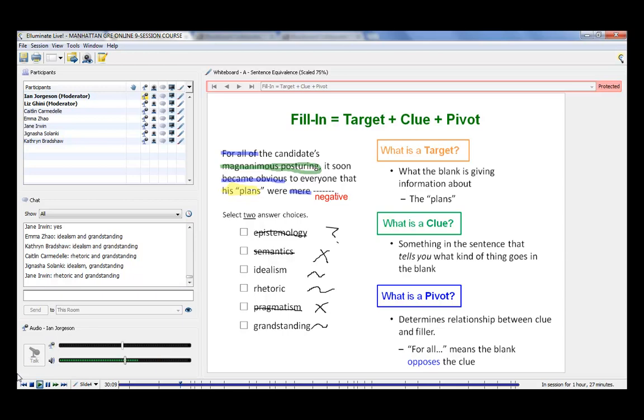So here's where we're at. Everybody likes grandstanding, so we're picking that for sure. I've got 2 votes for rhetoric and 3 votes for idealism. Okay, real day of the test, what am I going to do at this point? Yeah, pick one and move on as quickly as possible. But for today, since we're learning this stuff, we're going to try to figure this out here. Okay, idealism. Give me a good definition for that.